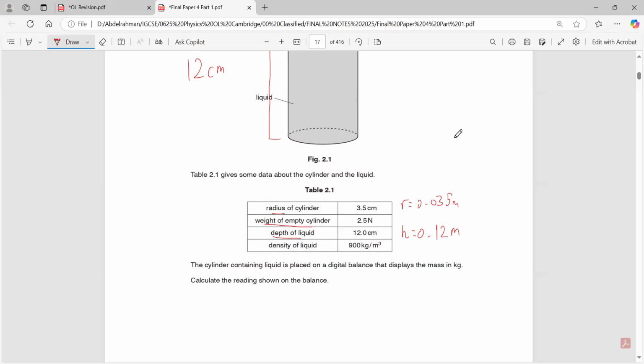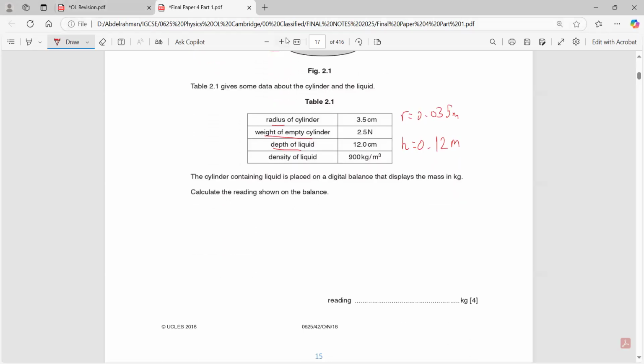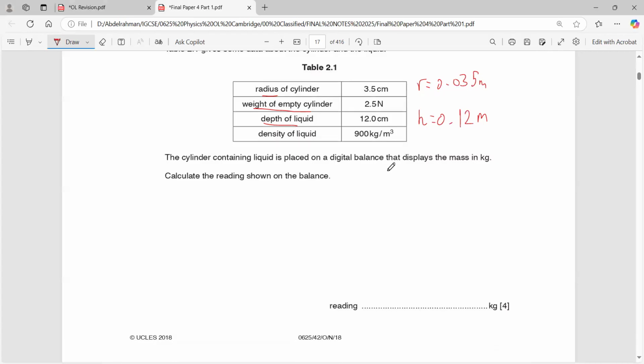Can you find the volume? Yes, you can find the volume. How can you find the volume? Volume of a cylinder. This is a very old equation that we haven't used for a very long time. What is it? Volume equals area of the base times the height.